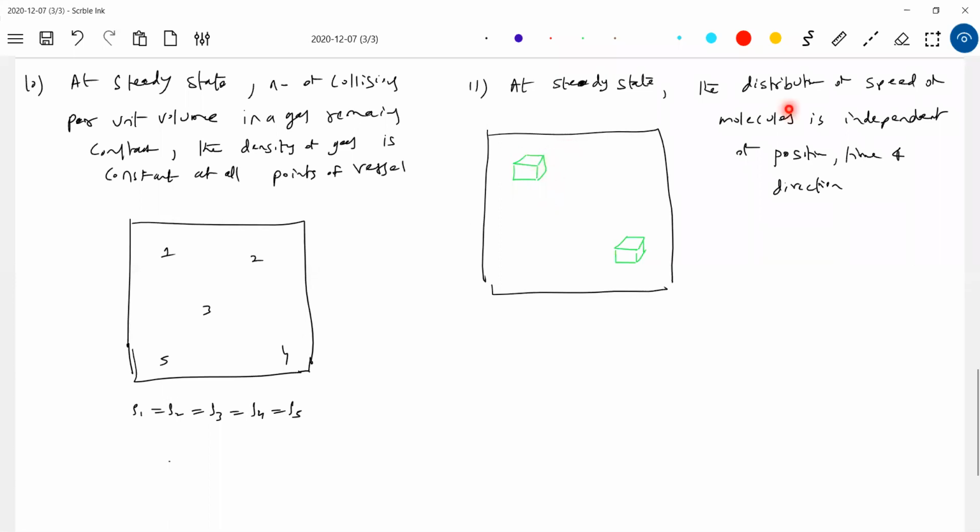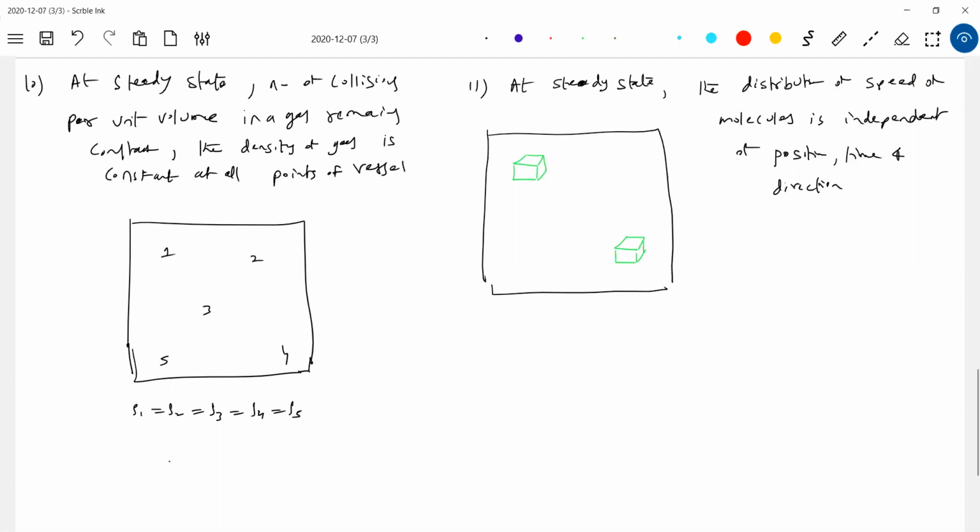So what does it mean? Distribution of molecules is independent of direction. Again, how many molecules are there here? There are 10 molecules, having velocities in different directions. Here also there should be 10 molecules, and they must also have velocities in the same directions as here. So the distribution of speed is independent of position, time, and direction.